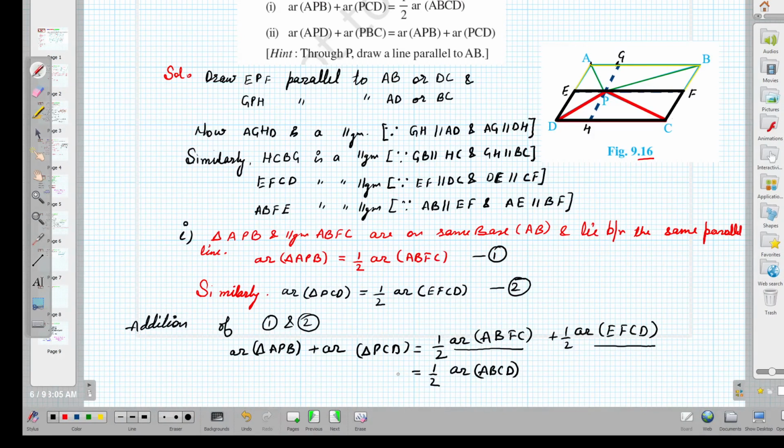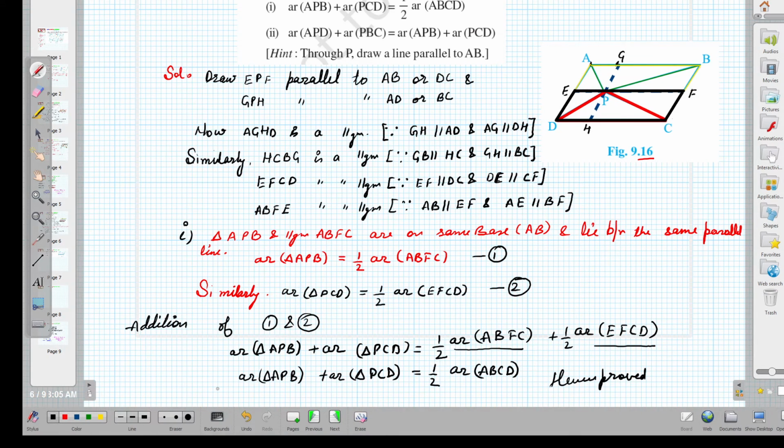ठीक है, तो यही हमें प्रूव करना था। ट्रायंगल APB प्लस एरिया ऑफ ट्रायंगल PC, ठीक, and that is hence proved. So this is the first part of the question.